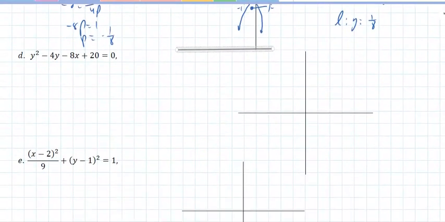It's simple if you know what you're doing and what to look for. A bit of work if you're not. And how about that problem? Well, I need to complete the square.